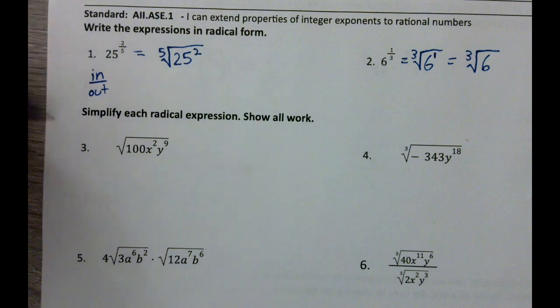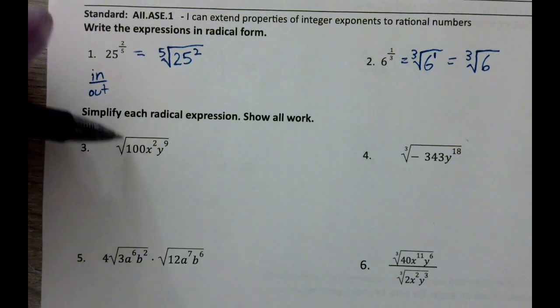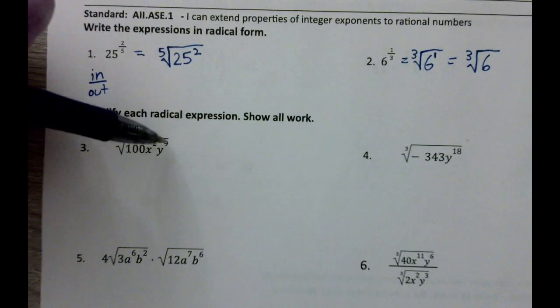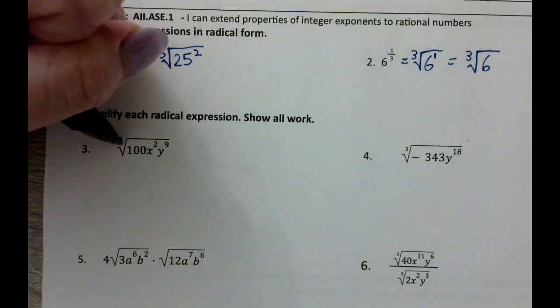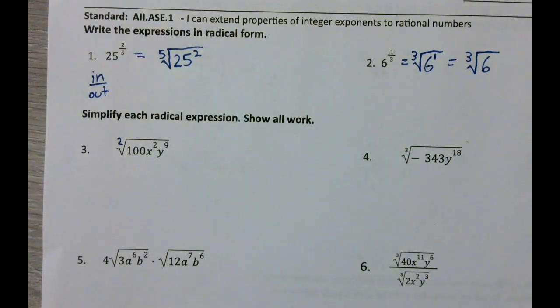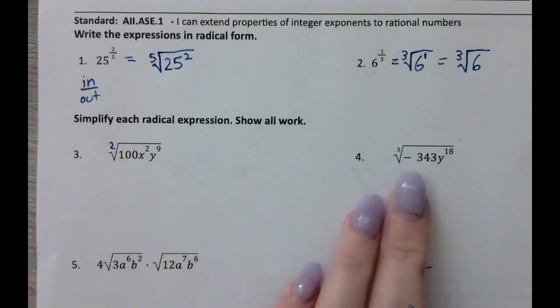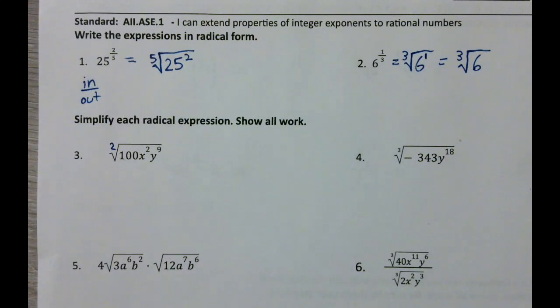Okay, so I like to focus on breaking these down one at a time. Take note that number 3 here, we have a square root. This is the square root of 100x squared y to the 9th. So we have an implied 2 there. If it's not there, that means it's 2. If we do have a number there, like a number 4, then you go by what that number is.